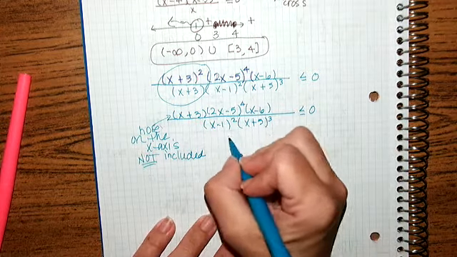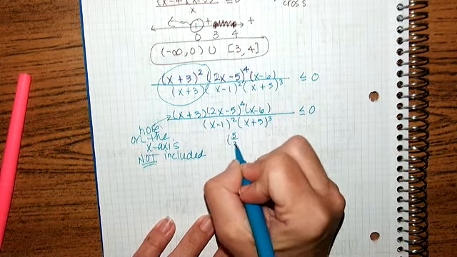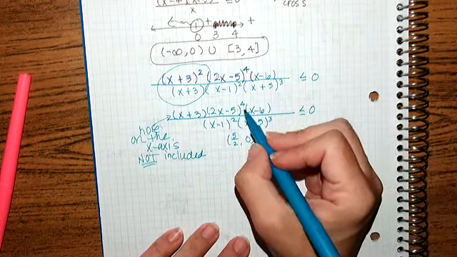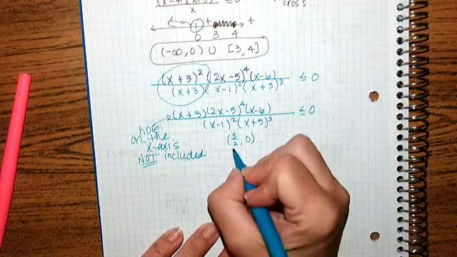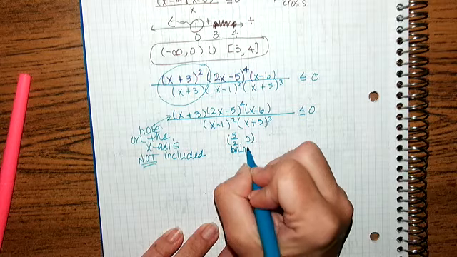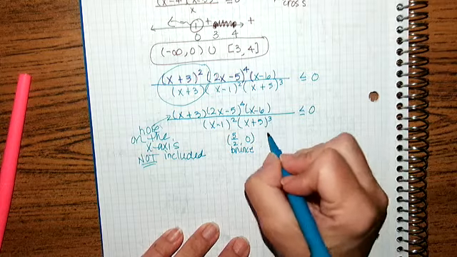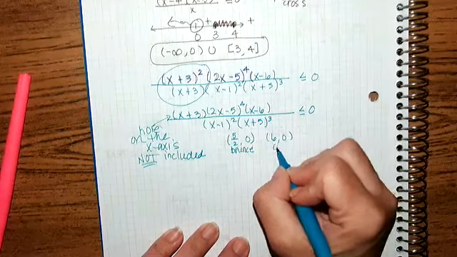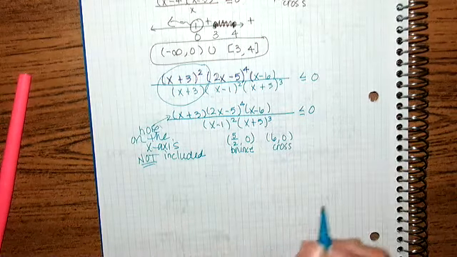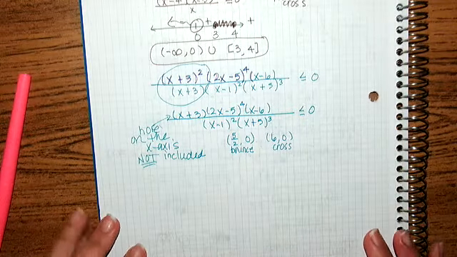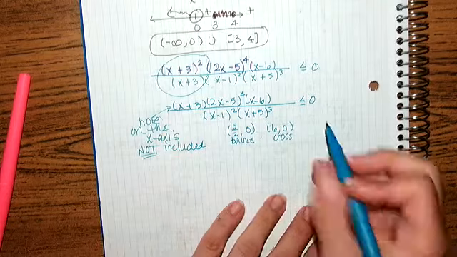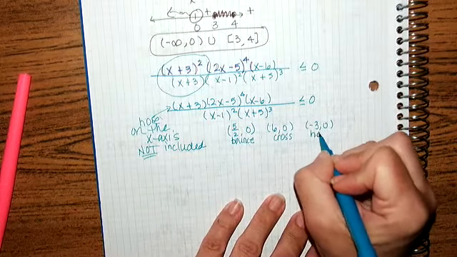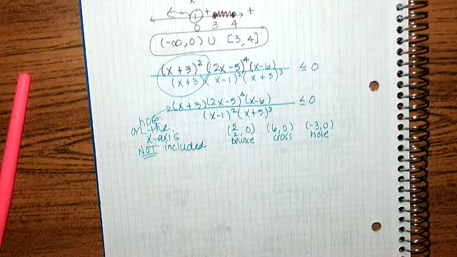I'm going to have (5/2, 0). Multiplicity is 4. This is going to be a bounce. (6, 0). Multiplicity is odd. This is going to be a cross. And then I'm just going to put (-3, 0), and I'm going to remind myself that it's a hole.